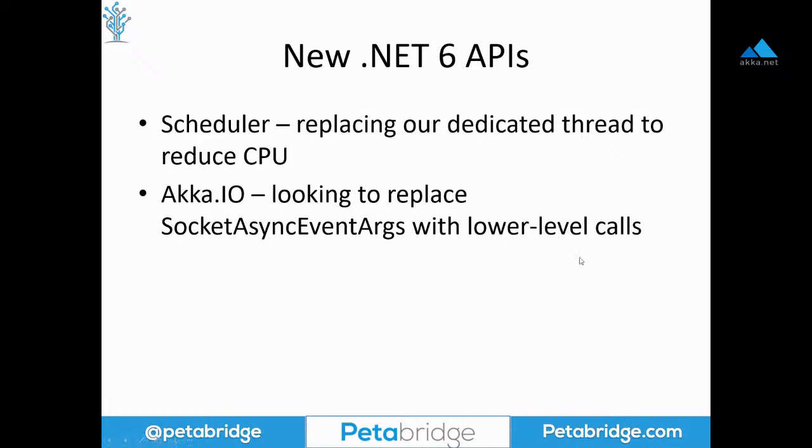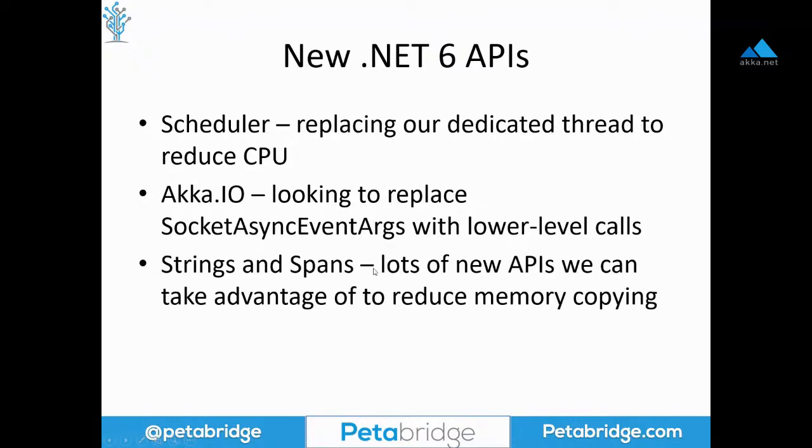Akka.IO, we're looking to replace socket async event args with some lower level calls that use the socket write async or whatever built into it. This might go ahead and help us improve throughput, not to mention error handling inside those systems. And then finally, there's a lot of stuff we can do with strings and spans, lots of new APIs we can take advantage of to reduce memory copying. This is a great area for contributing code back to Akka.NET 1.5 if you want to. There's probably a lot of different pieces of Akka.NET 1.5 that can be improved by taking advantage of newer APIs.